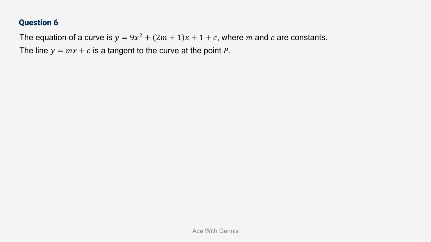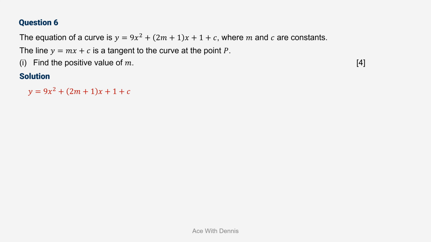Question 6. The equation of a curve is y equals 9x squared plus (2m plus 1)x plus 1 plus c, where m and c are constants. The line y equals mx plus c is a tangent to the curve at the point P. Part 1. Find the positive value of m. 4 marks. So here's the solution.